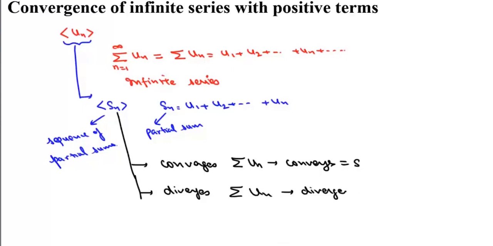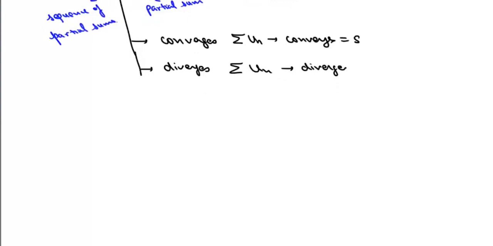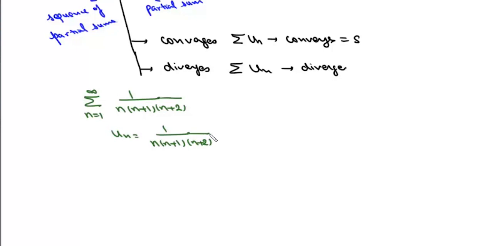Now we take an example. Suppose we have this series which is given by summation n varies from 1 to infinity of 1 upon n into n plus 1 into n plus 2. So we have this infinite series. Now the sequence corresponding to this series will have its nth term as 1 upon n, n plus 1, n plus 2.